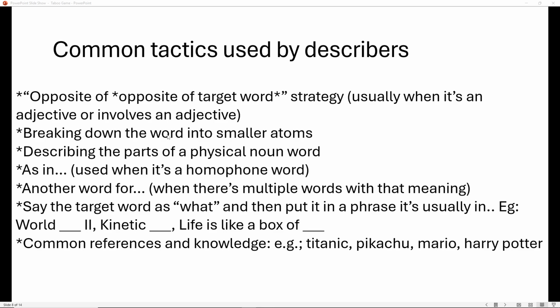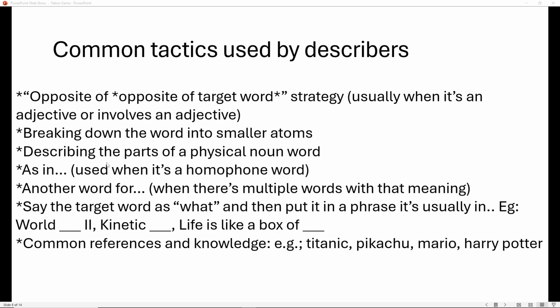And breaking down the words into smaller atoms, that's complicated. And describing the parts of a physical noun word, so you have to specify it, maybe try and zoom in and explain what parts there are. So if it's a car, it's on four wheels, on the road, has doors usually, etc.